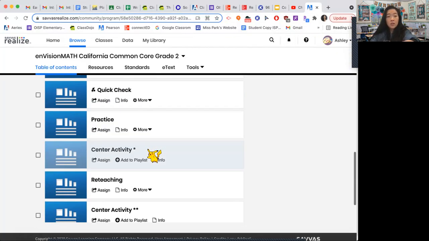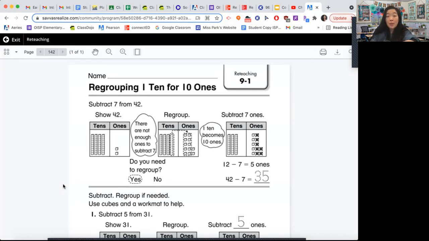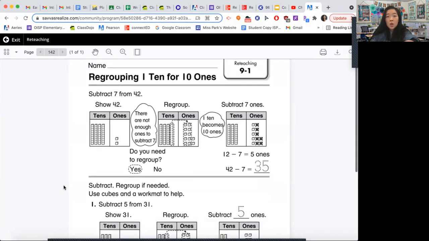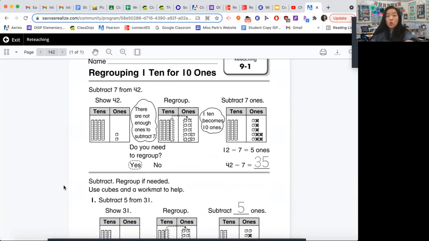All right. So let's go ahead and do our reteaching. So if you have your math workbook, go ahead and get that out now. If you don't have your math workbook, you can go ahead and use a piece of paper or a journal or a notebook. Regrouping 1 ten for 10 ones. Subtract 7 from 42. Show 42. So to show 42, you need to put 4 tens in the tens place. And then you need to make 2 ones in the ones place. That's going to show you 10, 20, 30, 40, 41, 42.